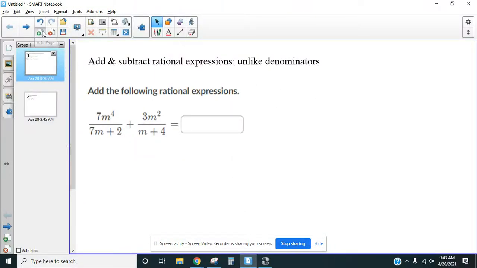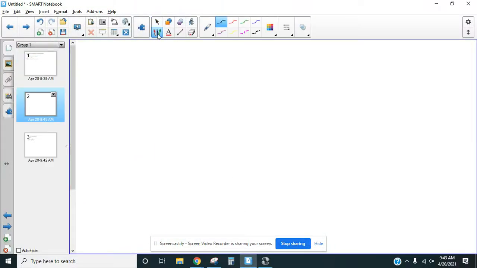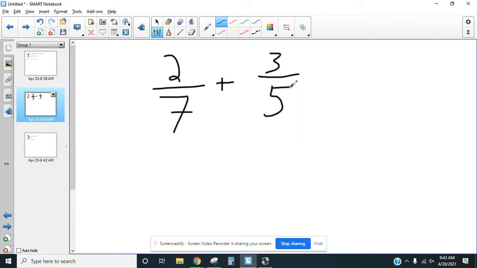All right. Before we begin this, let me ask you this. How would you add up these two fractions? The other day, they both had the same denominator, right? And you could just add up the numerators. You'd be done. How about this one?